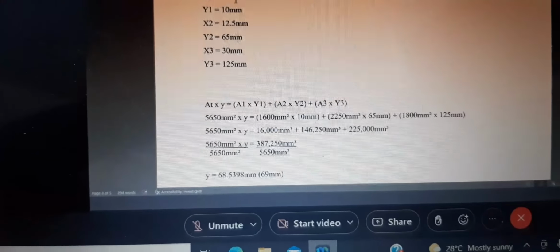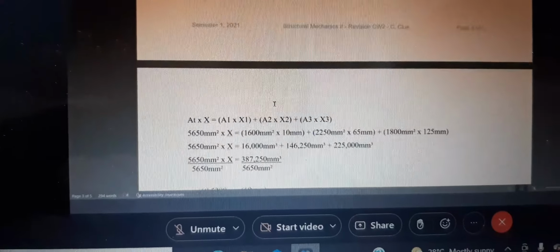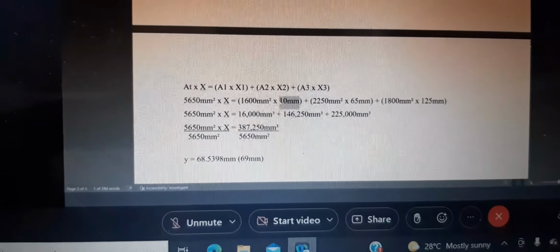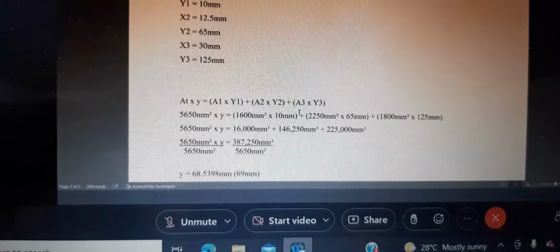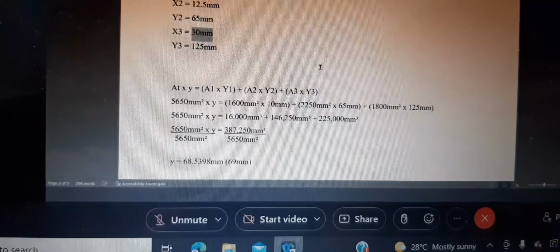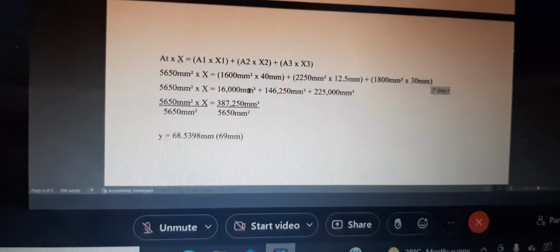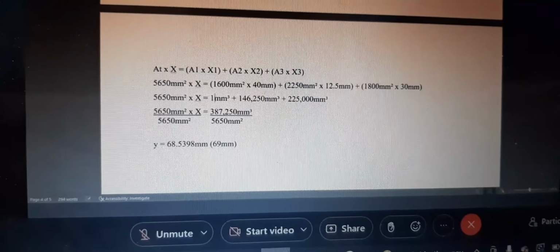Remember our x1 was 40 millimeter. So right here where we have the 10, change to 40. Our x2 was 12.5. So right here where we have that 65, 12.5. And our x3, 30. So right here is going to be 30. All right, let's plug those in and see the values that we have working with.